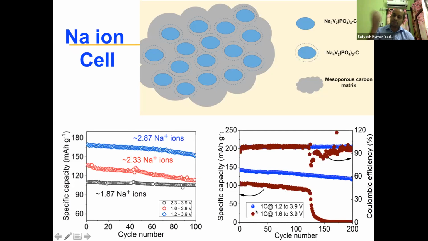This is at 1C, so 10 times faster. And of course, in a battery, you want to charge and discharge faster. So if they discharge it at a much faster rate, that is at 1C, the degradation was even more dramatic. When they cycle from 1.6 to 3.9, it degrades completely at some 150 or so cycles. But if they cycled at an even larger voltage window, that is 1.2 to 3.9, counterintuitively it did not degrade, but remained almost stable. So this is a very unique case, and why is such a thing happening?